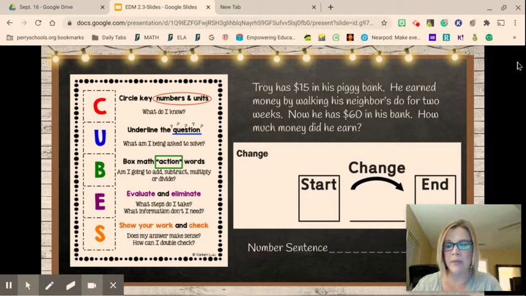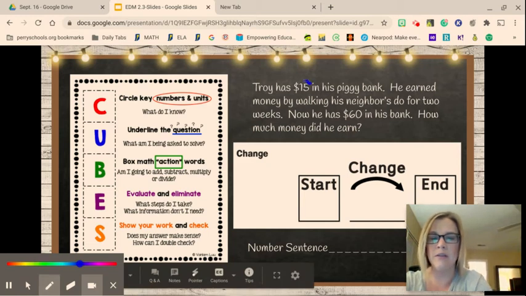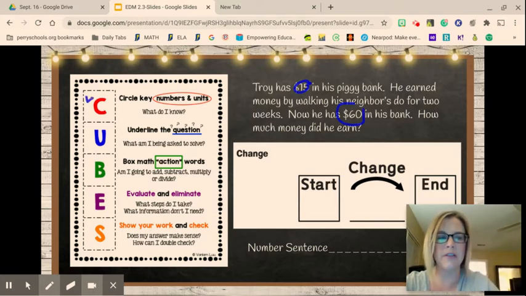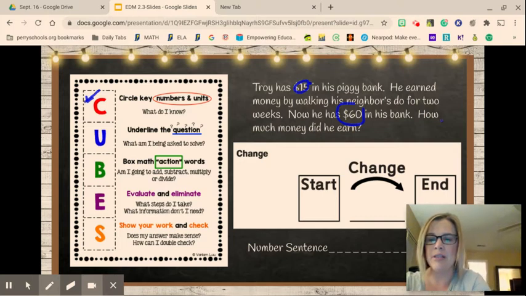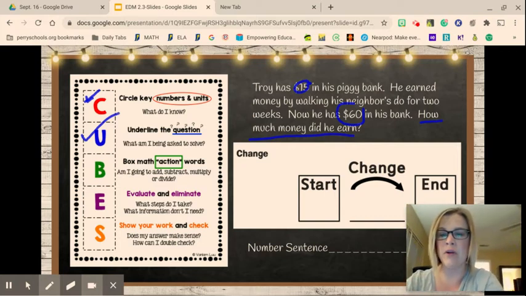So I'm going to go through my CUBES, circling the numbers, and I can see $15 is my first one. I can also see $60 is the second one, so I've checked those off. Underlining the question, how much money did he earn? And then box in the math action words. So he earned money. When you earn something, you are getting more money. So I know I'm going to add some more money.